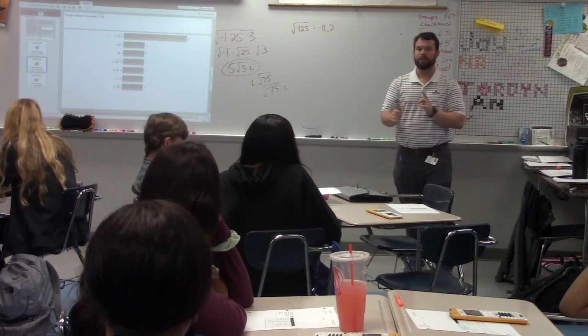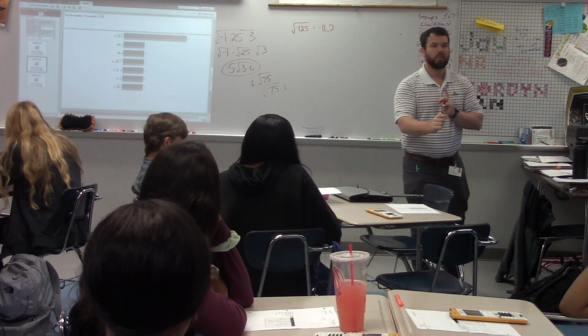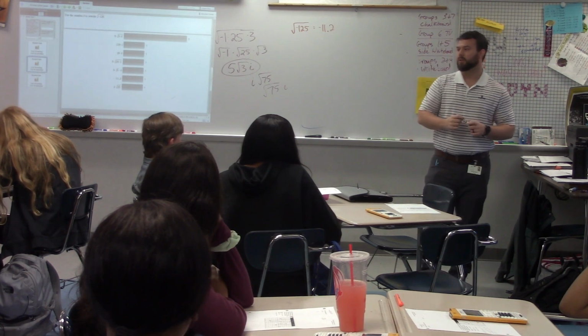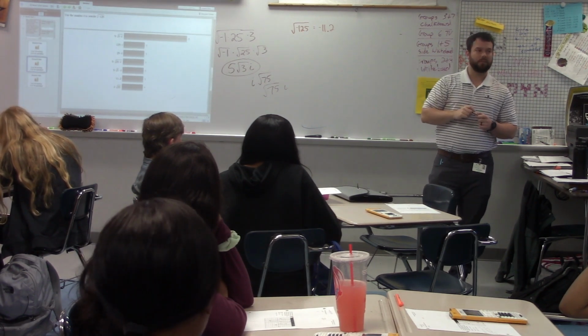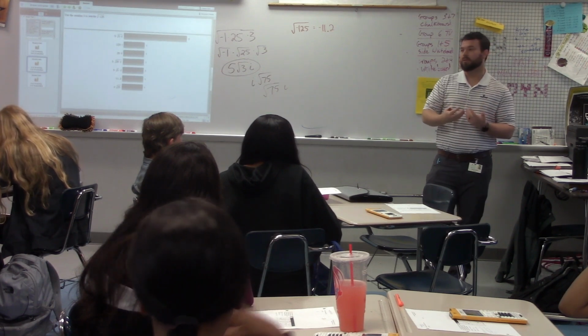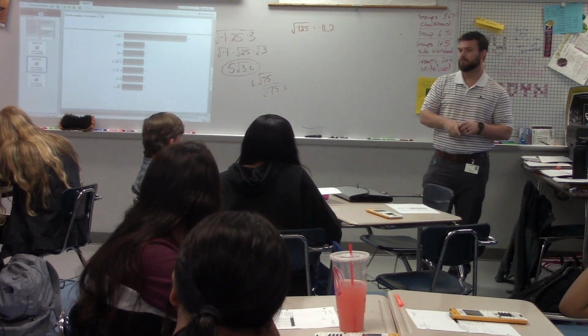Come on. I need people to engage. You can't learn if you're not engaging. What kind of factors do I need under that square root to simplify? Right? You can't take the square root unless it's a perfect square.